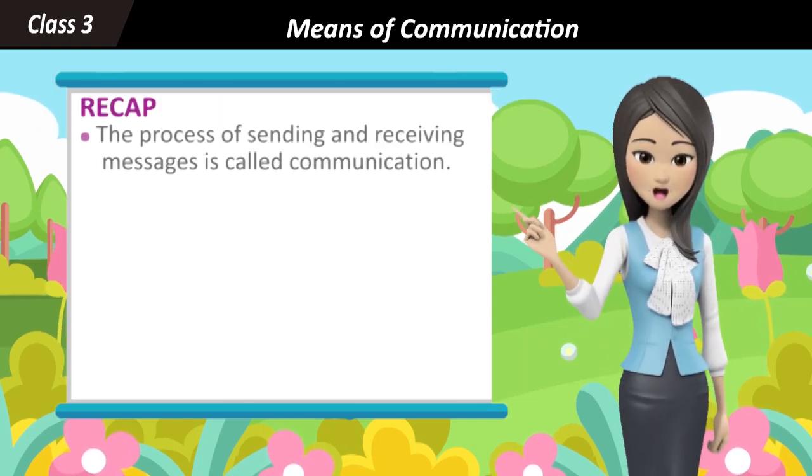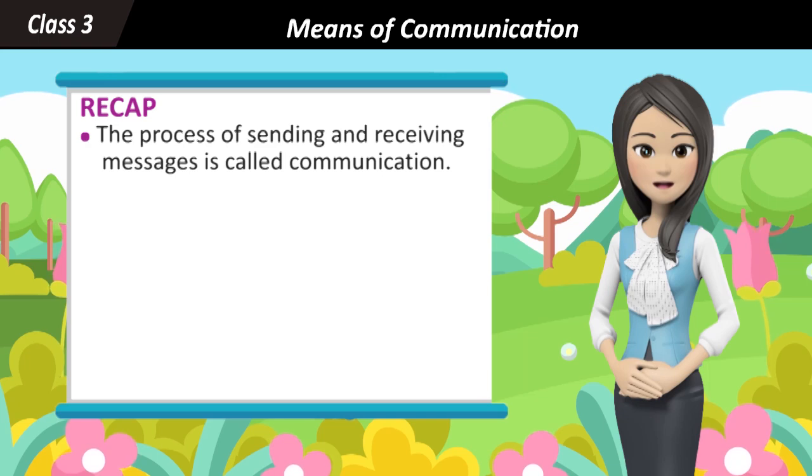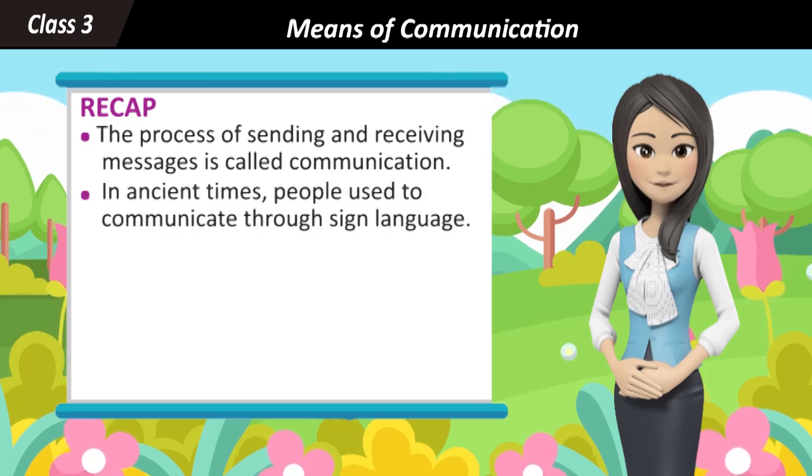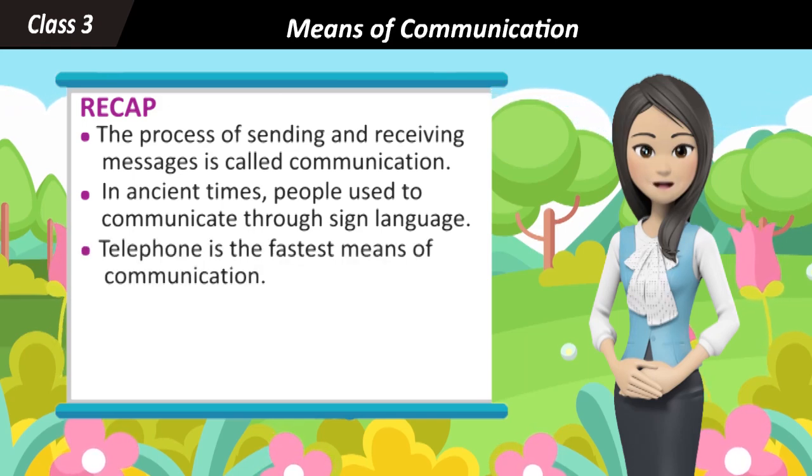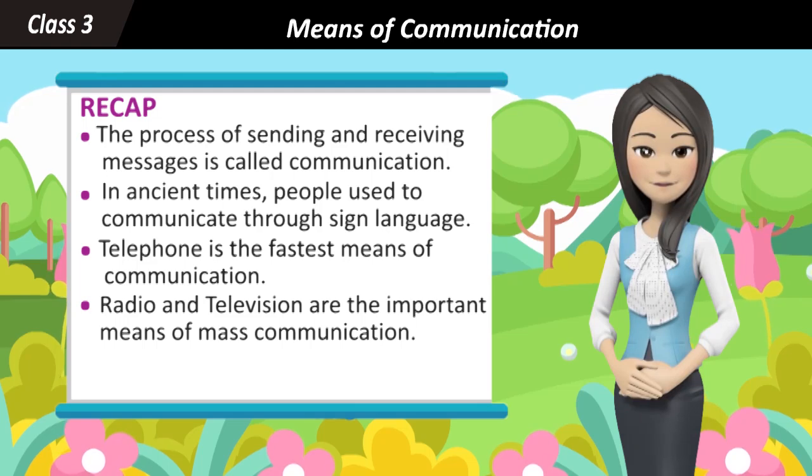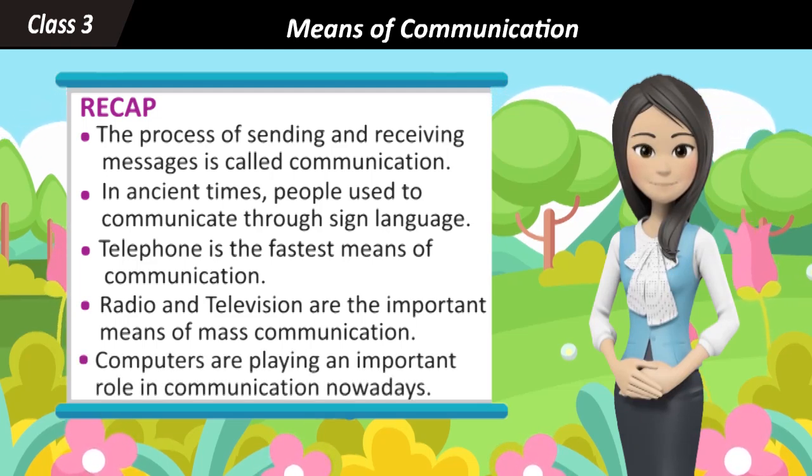Recap. The process of sending and receiving messages is called communication. In ancient times, people used to communicate through sign language. Telephone is the fastest means of communication. Radio and television are the important means of mass communication. Computers are playing an important role in communication nowadays.